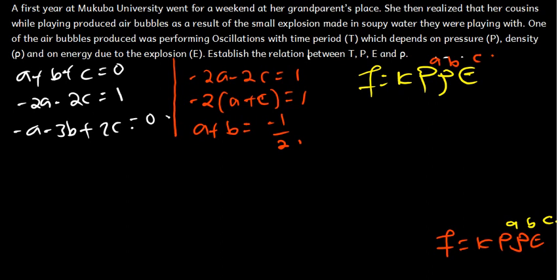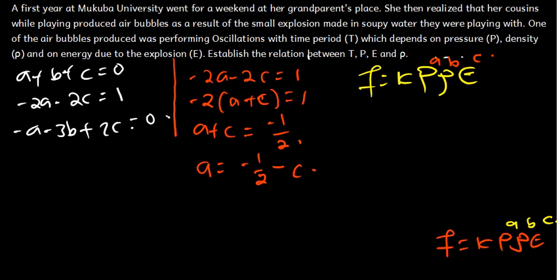Now from here, let's make A the subject of the formula. So A is going to be equal to negative half minus B. Oh, it's C, sorry. Where is this B coming from? It's supposed to be C. This part here, we have C, not B. So it's going to be negative half minus C.